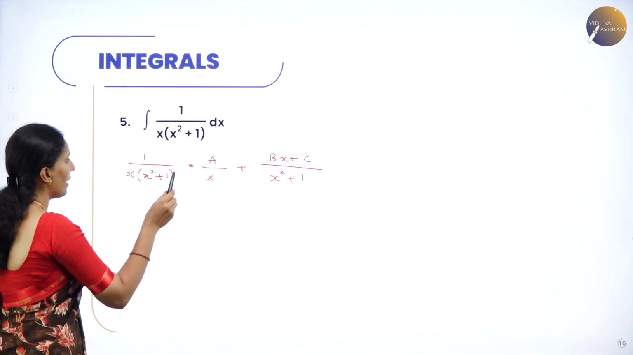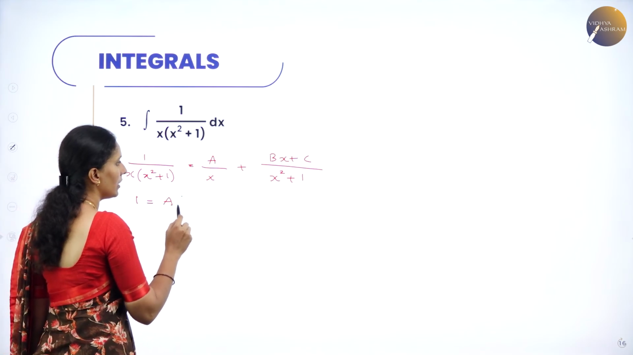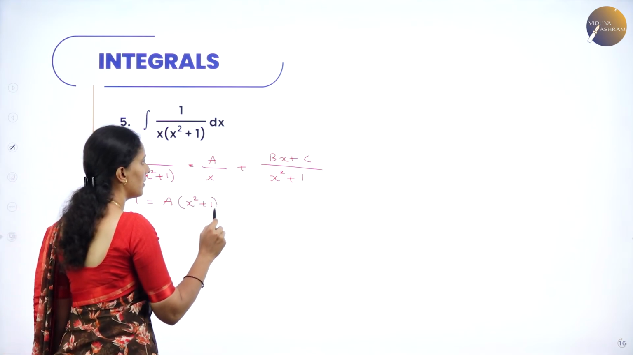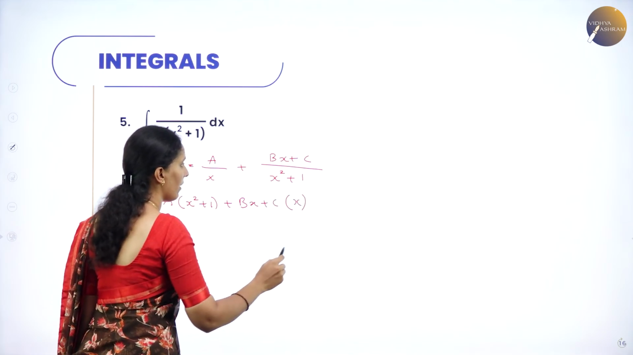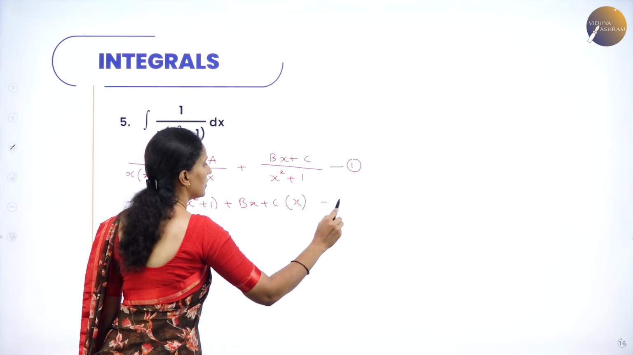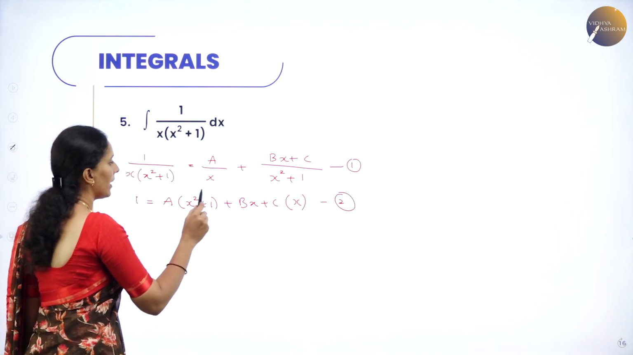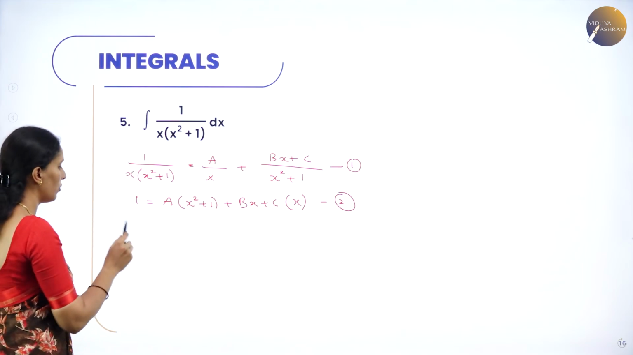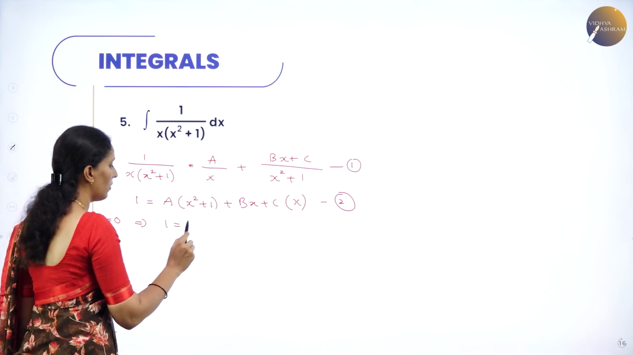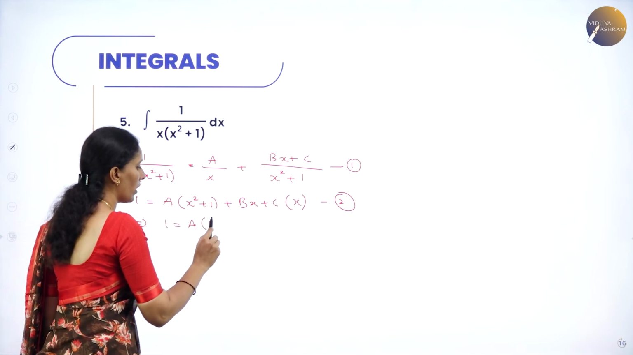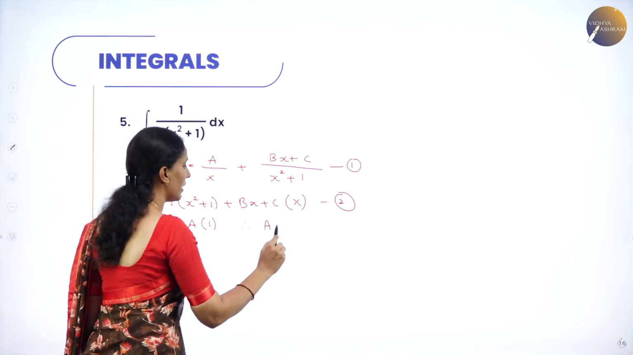So now we have the equation equated. 1 is equal to a into x square plus 1 plus bx plus c into x. So this is 1, this is 2. So now here, let me put x is equal to 0 in this equation. If you put x is equal to 0 in this equation, then here 1 is equal to a into 1. So 0 into anything is 0. So therefore, the value of a is 1.